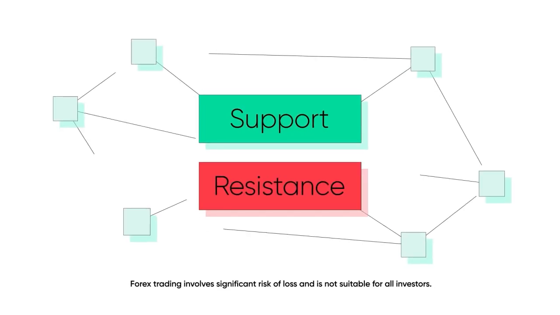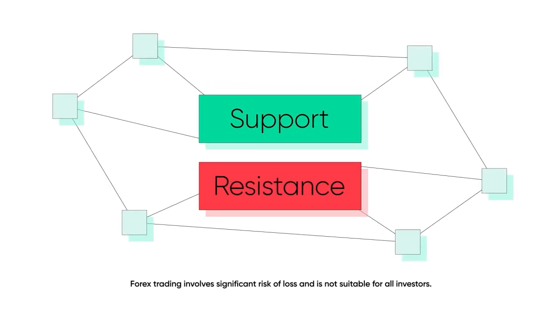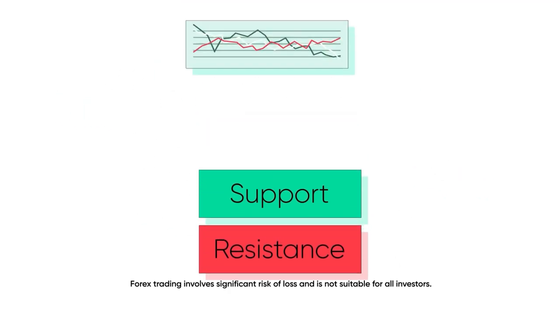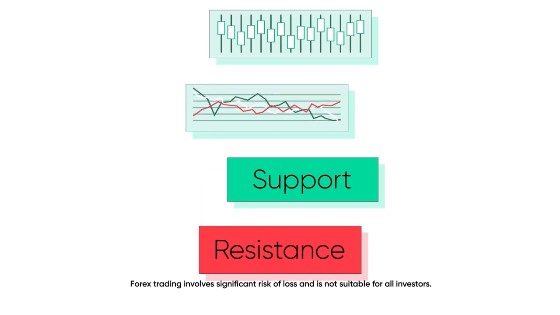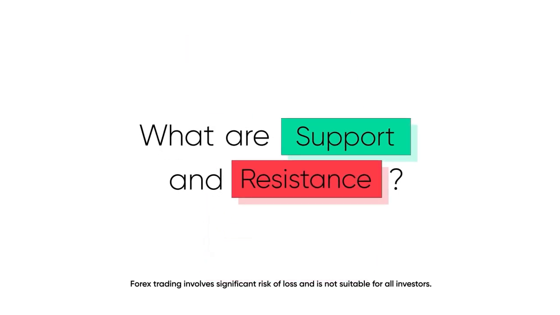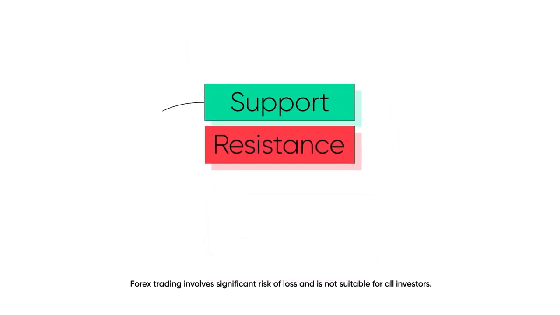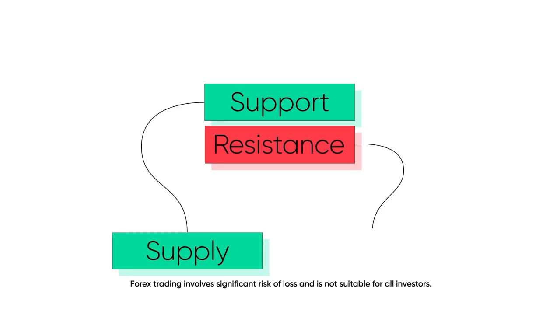Support and resistance are central to technical analysis. In fact, they are deemed so important, traders often base their entire strategy on them. But what exactly are these levels, and why do they appear? Support and resistance levels are intrinsically linked to supply and demand.